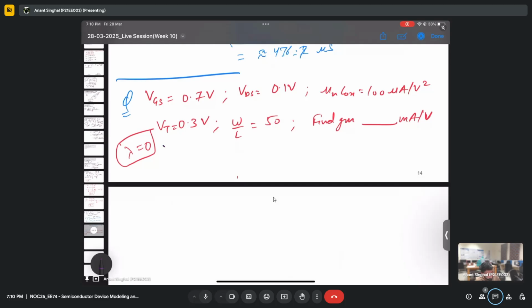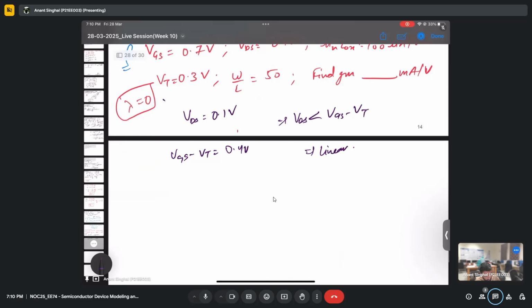If VDS is given, VDS is 0.1. VGS minus VT is 0.7 minus 0.3, 0.4. So VDS is less than that of VGS minus VT. It means it is in, okay, linear. Yeah. So we can get the GM directly.